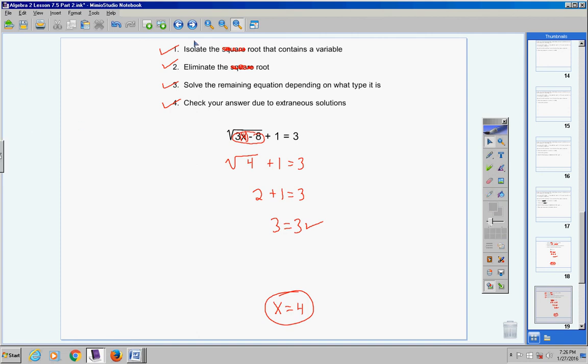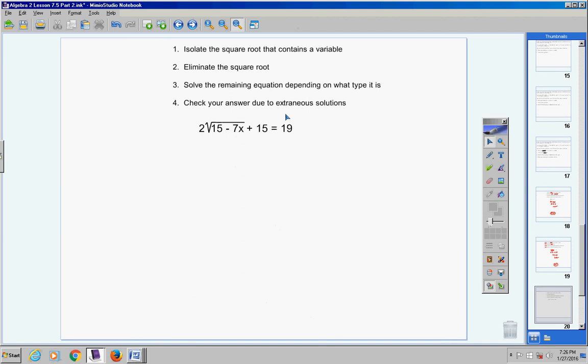If I can get my pen to work here. Alright, here we go. Now, this is another radical equation because I have an x or a variable under the radical. Now the first thing I need to do is isolate the root. Now here's the root. This 2 is not part of the root. It is not. So I must get this all by itself.